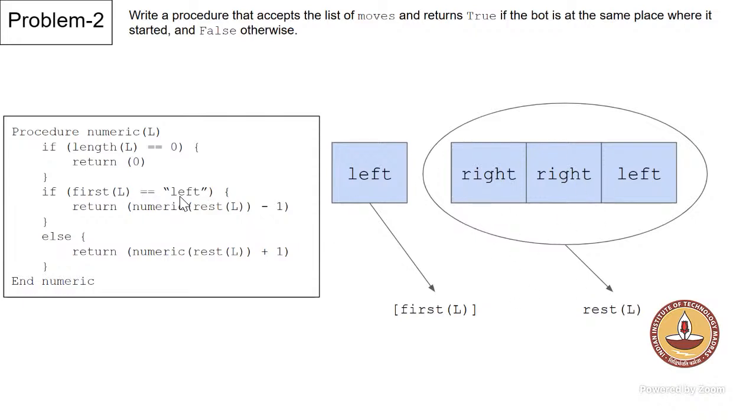If it is not left, then it should be right. In that case, we have to count it as +1 more. So we can write it as 1 plus numeric of rest of L. We will add 1 first, and then for the remaining elements in the list, we will call the procedure numeric of L again. That will finally give the number of moves present in the list.